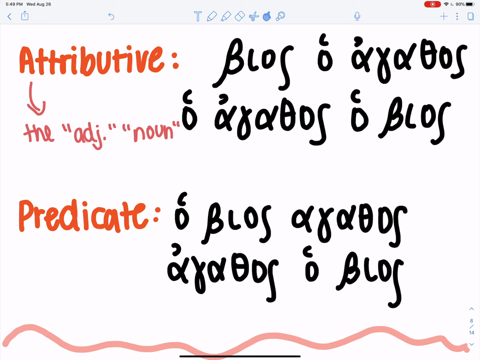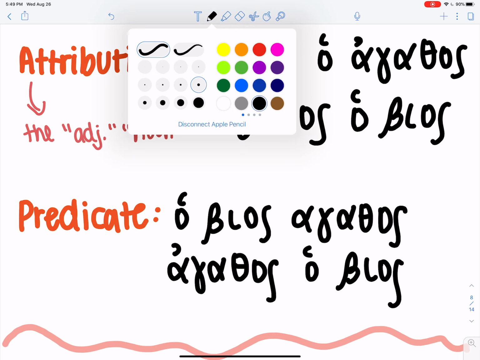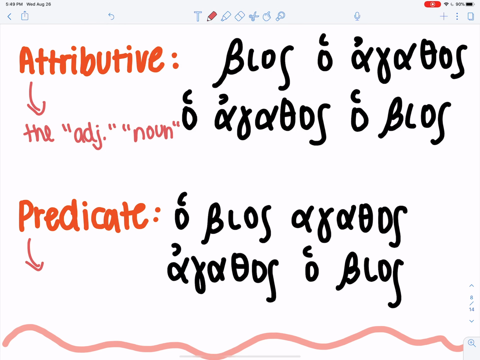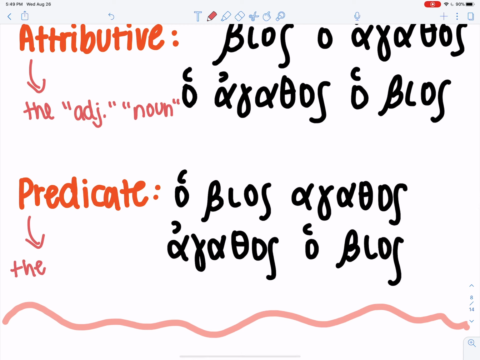There we go. So, predicate means that your adjective does not directly follow your definite article. Pretty self-explanatory, right? If attributive was that it does directly follow, predicate has to be that it does not directly follow. So here we have ho, bios, agathos. The only difference between this and the first one being that your agathos is following your definite article with something in between. So we can't translate this anymore as the good life. Instead, we translate as the life is good. Or more generally, the noun is adjective.